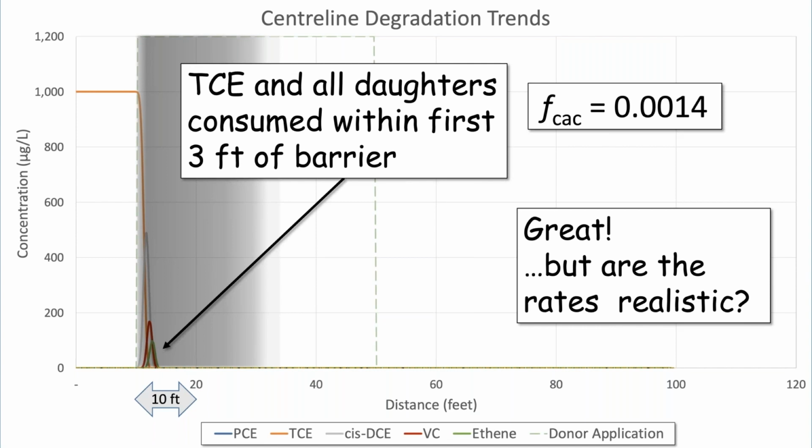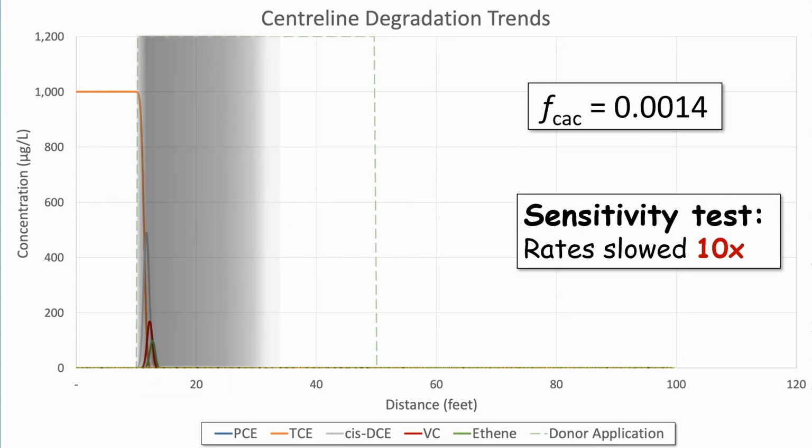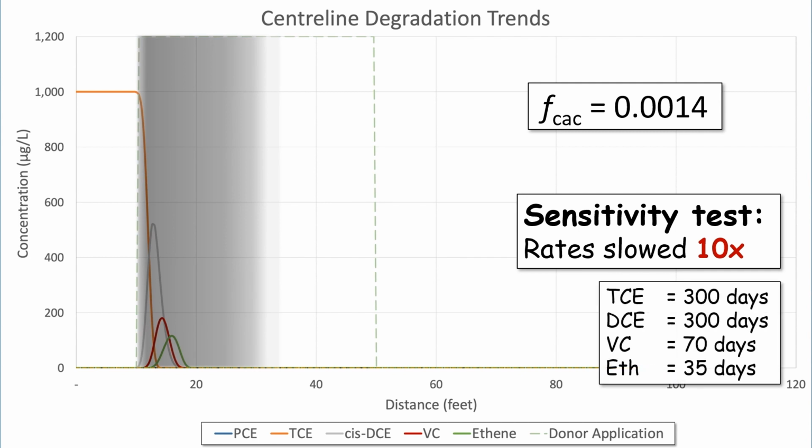Well, let's have a look. Let's do a sensitivity test using the software of those degradation rates. What happens if we slow them down by an order of magnitude, let's say? This, by the way, we would have data on from a variety of studies, but I won't go into that in detail in this particular setting. So let's just do a sensitivity test and reduce the rates by 10.